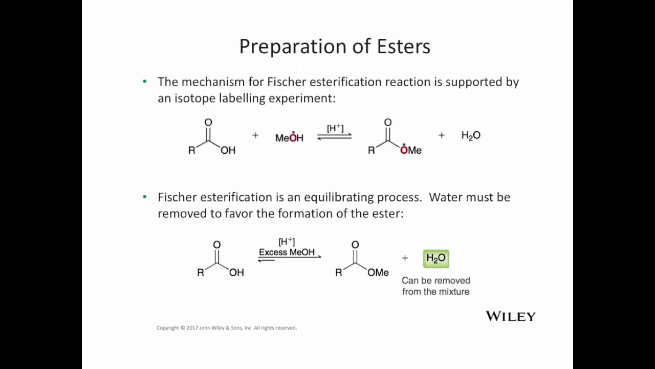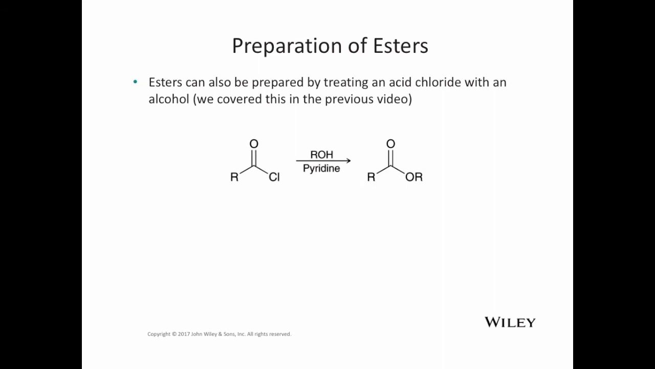The mechanism for the Fischer esterification has been experimentally supported through an isotope labeling experiment where they used an isotopically labeled oxygen atom to prove that the oxygen of the ester came from the oxygen of the alcohol. So this oxygen in the starting acid goes away in the form of water, and the new oxygen comes from the alcohol. And this process is equilibrating, meaning it goes backwards and forwards, but you can push the product formation by removing water from the mixture. You can also make esters by reacting alcohols with acid chlorides.